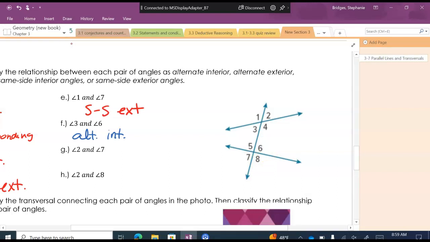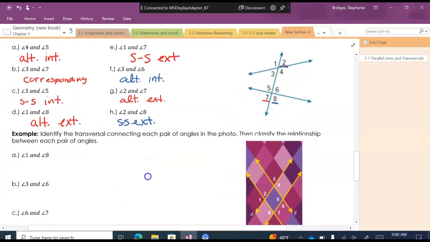All right, let's see. What about 2 and 7? What are those? And then 2 and 8? What are those? Interior, exterior? Exterior, yep. So far, so good. Last thing is that last little picture. I want you to do the same thing.